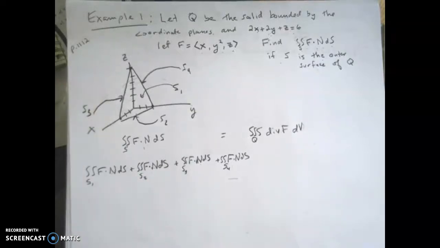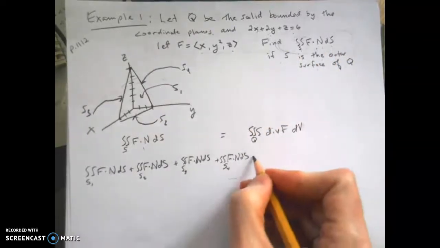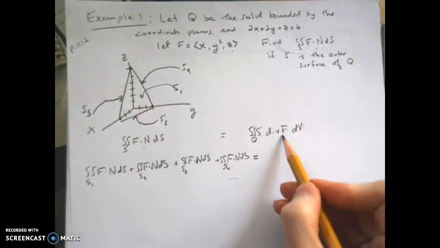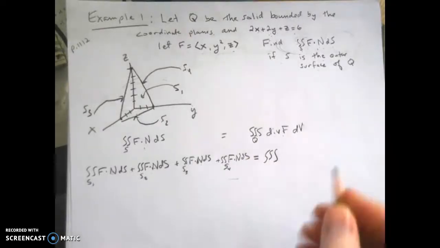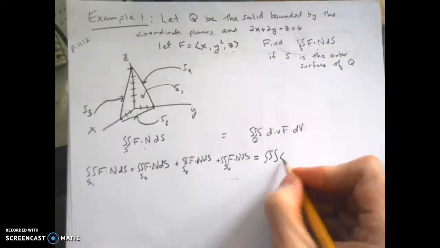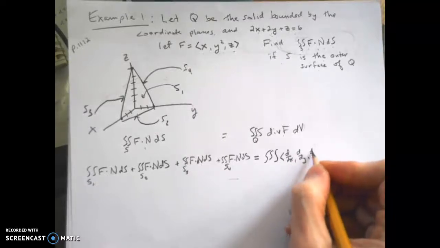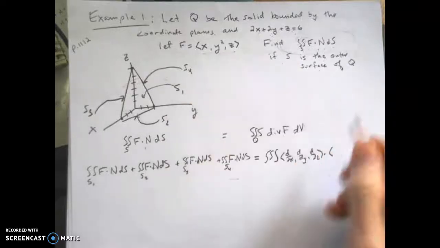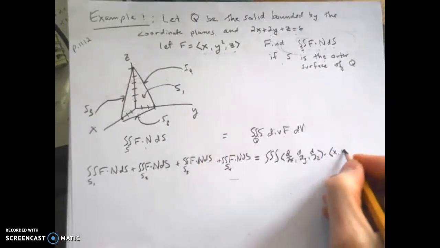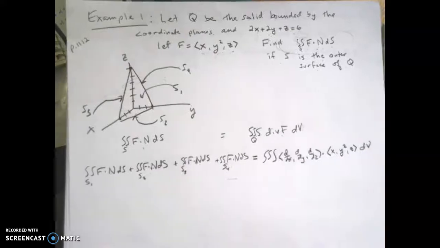But if the question tells you to use the divergence theorem to calculate this, we don't have to do it directly. Instead, we can simply find the triple integral of the divergence of F. And remember the divergence of F is ∂/∂x, ∂/∂y, ∂/∂z, dotted with your F. The F is defined as ⟨x, y², z⟩, over your entire volume.